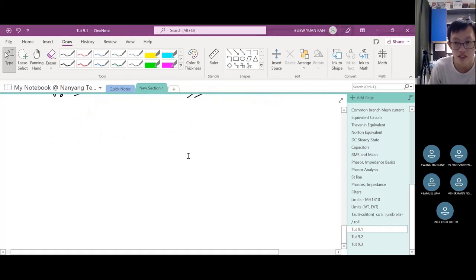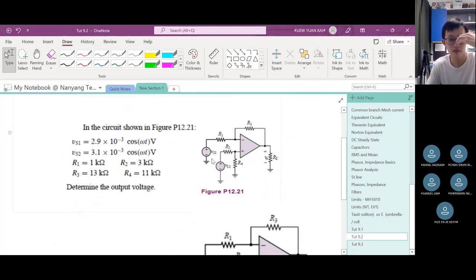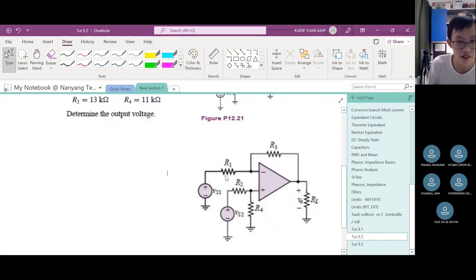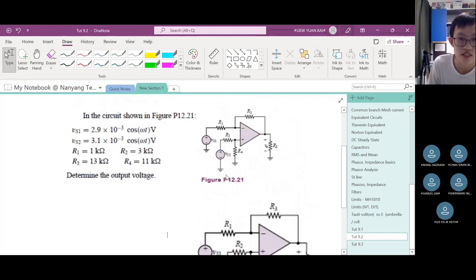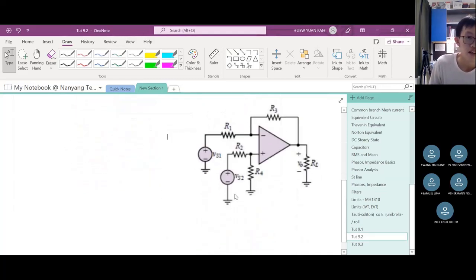Okay? So I'm going to move on to question 9.2. Question 9.2 is another configuration, just a scarier configuration, but do not let that put you off or intimidate you. So let us just tackle this problem. Determine the output voltage again.